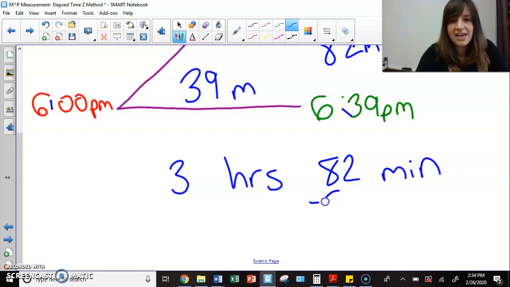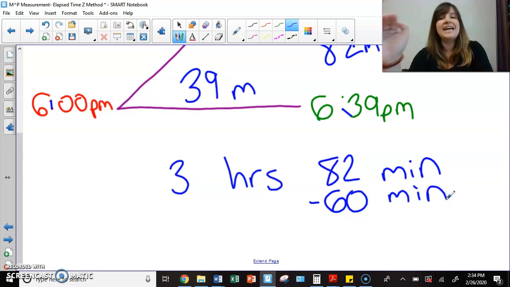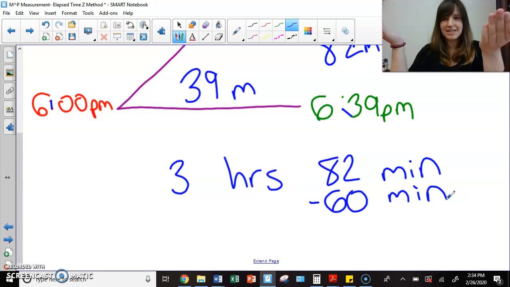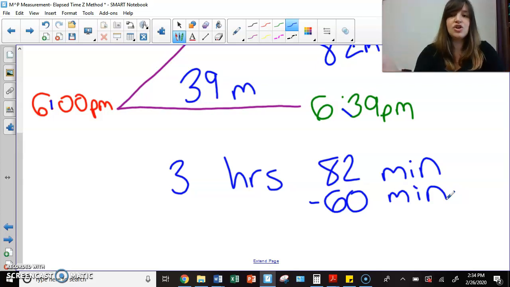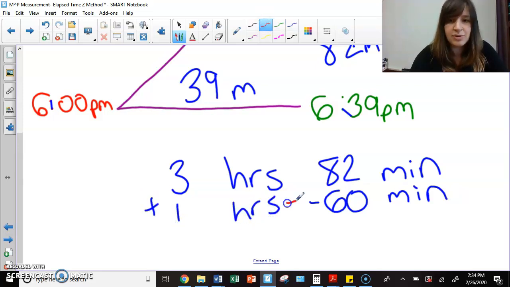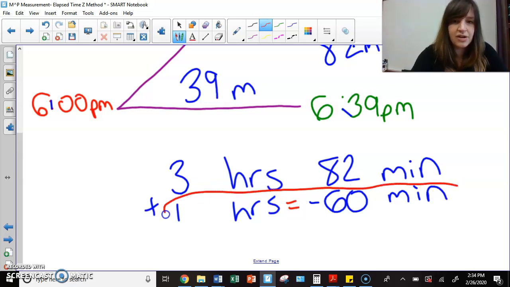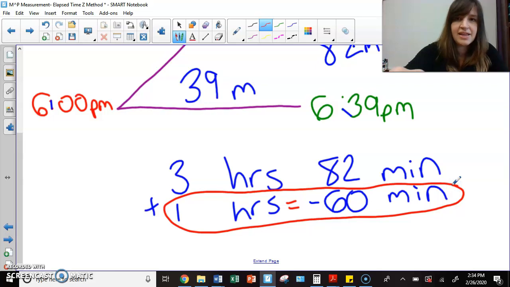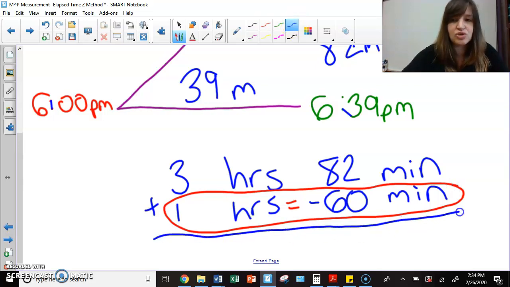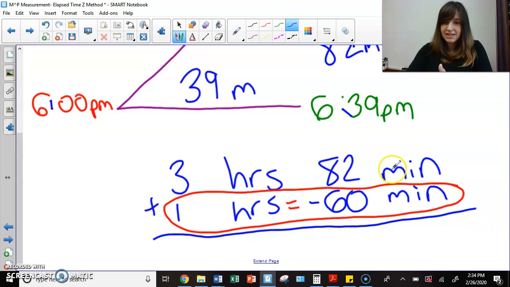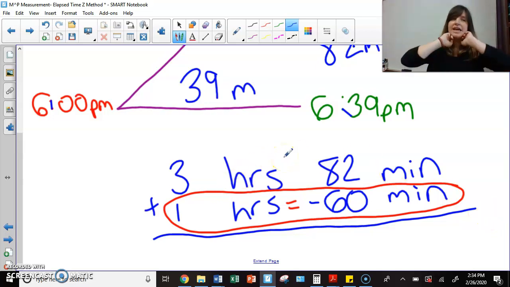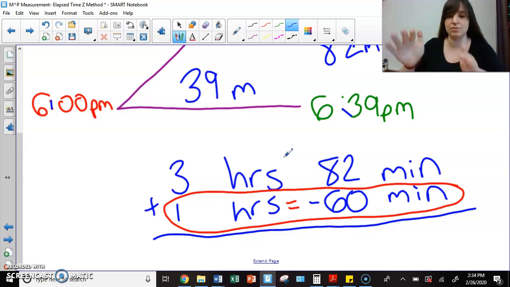what I'm going to do is take away 60 minutes from this amount of time right here. But because I do that, I can't just make 60 minutes disappear. I need to put it over into my hour, so I need to transfer it. So when I subtract 60 minutes over here, I'm going to add an hour over here, okay? Because these two amounts are equal to each other. So when I'm adding and subtracting them, I'm just transferring the time from my minutes over to my hours. It's not disappearing. It's not coming out of nowhere. It's not going anywhere. It's just moving.